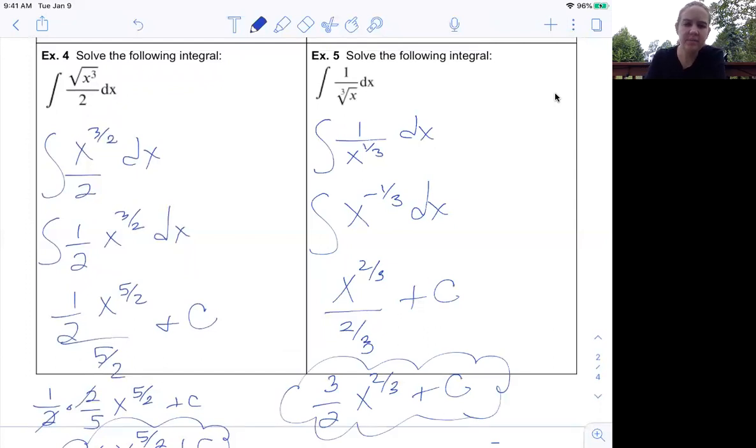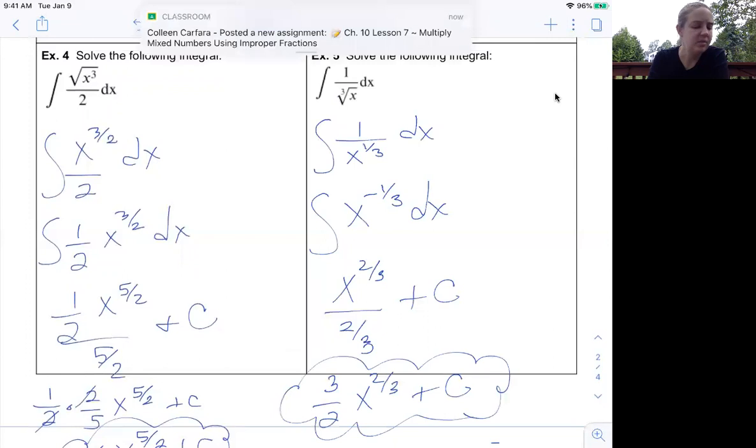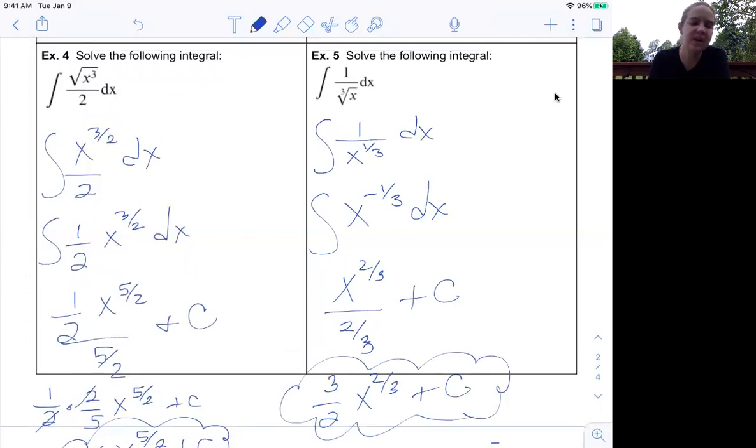There you go. Antiderivative. So these are indefinite integrals. I've got one more lesson about definite integrals for us, and then we'll be finished. So good job. Keep it up.